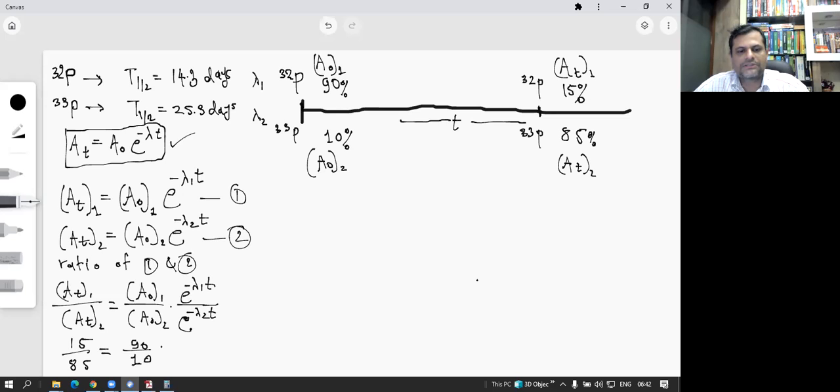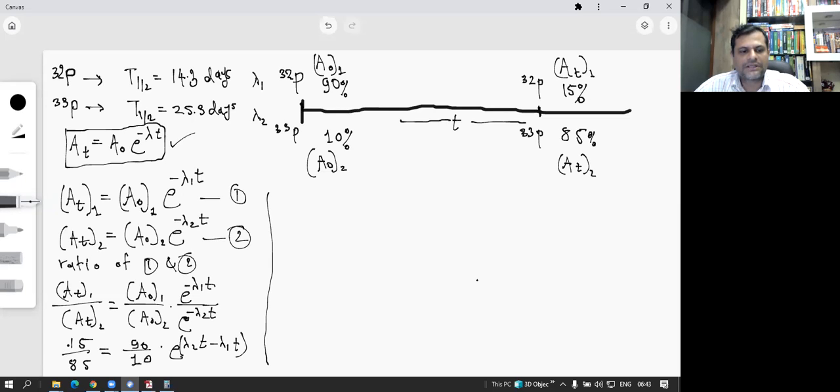And this e raised to minus lambda 2t gets in the numerator and becomes positive, so this will be e raised to lambda 2t minus lambda 1t, according to the laws of indices, that is a raised to m upon a raised to n is a raised to m minus n. Going further, from this numerator we can take t common from lambda 2t minus lambda 1t. So let us do the next step here.